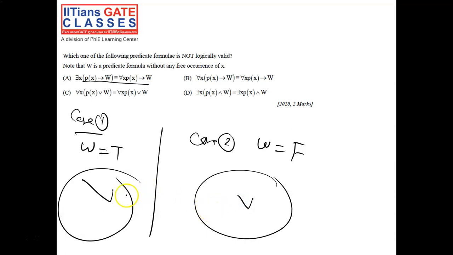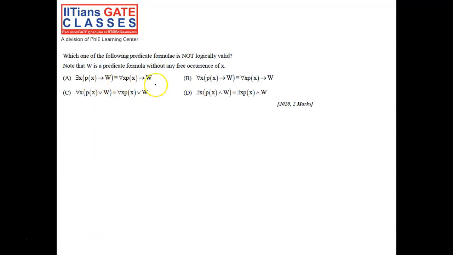If there is at least one case, let's assume they are equivalent in this case, but not equivalent in the other case, then we will say that this is invalid. But this is not invalid. You can check it out. This and this, they are valid, and this is not valid. We have shown it, we have proven it. So this is how you can solve this question.